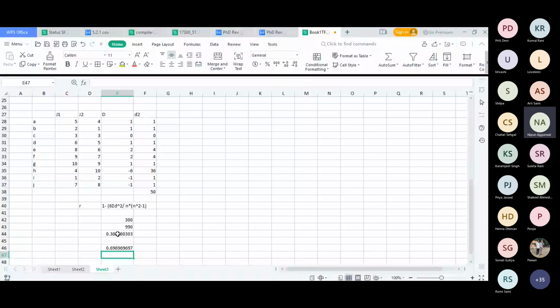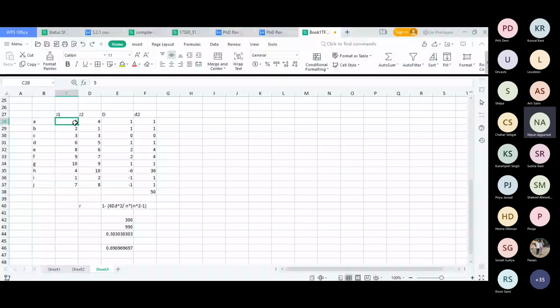Now if we are talking in general, we'll change this data. What is the case of a perfect positive correlation? Logically speaking, a perfect positive correlation means that if judge 1 is giving certain ranks to the contestants, judge 2 has given the same ranks also. In that particular case, it will be 1.